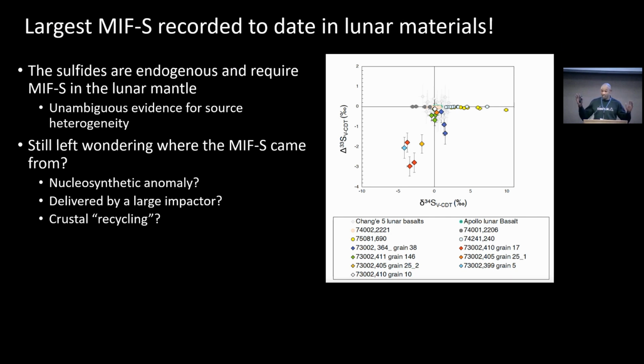And although this is unambiguous, we're still left wondering, how do we establish this exotic signature erupted among lunar volcanic rocks? So we've questioned whether it's a nucleosynthetic anomaly, perhaps it's delivered by some large impactor, perhaps there is some sort of crude or early primitive crustal recycling, but it's difficult to reconcile that. It's difficult to determine that with the data that we do have.